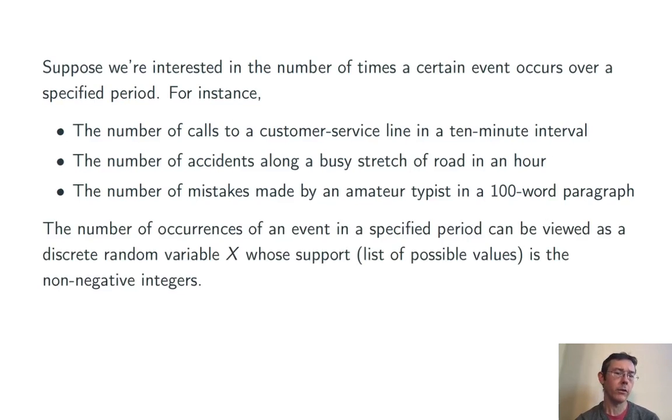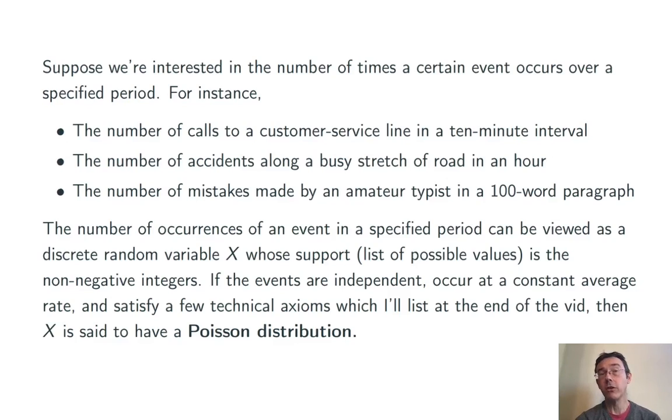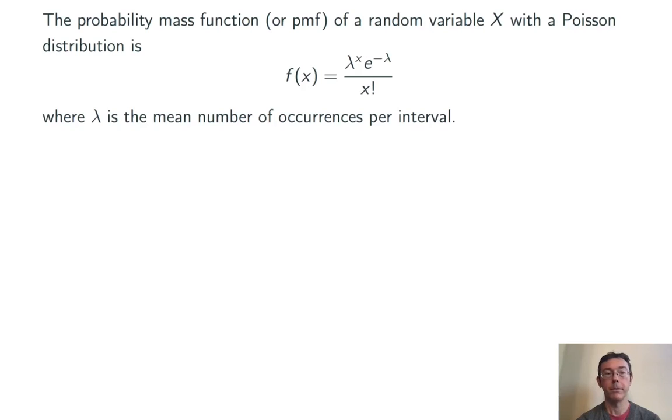The number of occurrences of an event like this in a specified period can be viewed as a discrete random variable, let's call it x, whose support, or list of possible values, is the non-negative integers: 0, 1, 2, 3, and so on. If these events occur independently, they occur at a constant average rate, and satisfy a few technical axioms that I'll get to at the end of this video, then the random variable x is said to have a Poisson distribution. The probability mass function, or PMF, of random variable x with a Poisson distribution is given here.